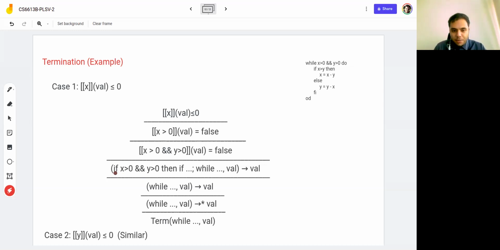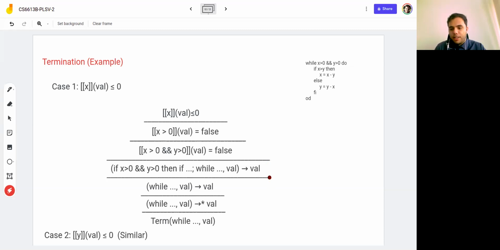So in this program, and you have to get used to reading these flattened versions of programs, the while is actually inside the then part of the if. So we are applying the if rule. The if rule says that if the condition of the if evaluates to false, then you don't have to do anything and you terminate at the current valuation. So this one here is the if rule.